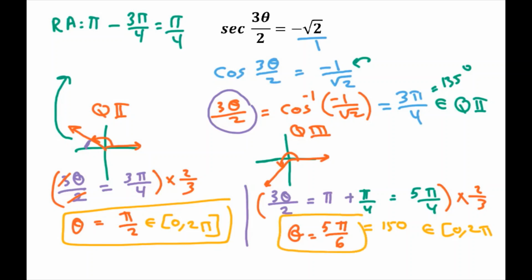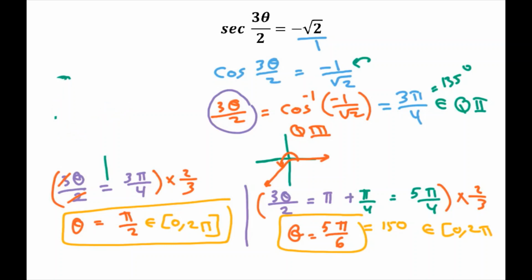Now I need to find the other angles. So I might have more than 2 because I am not calculating theta, I'm calculating 3 theta over 2. I'm going to erase this part. We just put these solution set here. So I have pi over 2, I have 5 pi over 6. Let's see if we are going to get more.